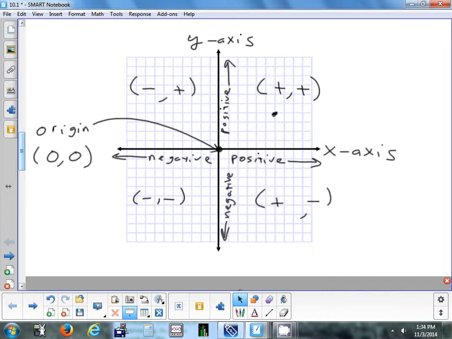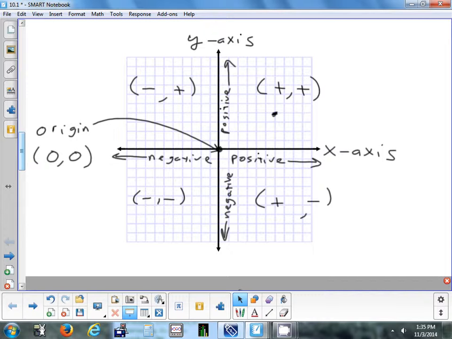Up is your positive, down is your negative. And that's also already labeled for you. Okay, what else do we have on here? Okay, we've labeled the origin. Coordinates of the origin, someone told us, is 0, 0. And then these positives and negatives, there's a spot where you can fill that out on your chart.